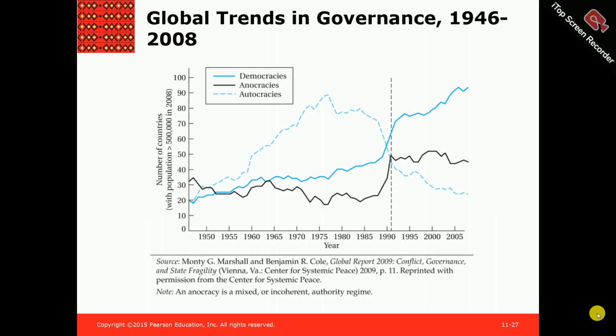Global trends in governance in the period from 1946 to 2008 cover three things: democracies, anocracies, and autocracies. If you look at the spread, democracy, this blue line, shows an upward trend. For anocracies, there is a little bit of a downfall here, and then again an increase, and then there is constancy. Regarding autocracies, there has been an increase up to about 1980, and then there is a gradual decrease in autocracies.